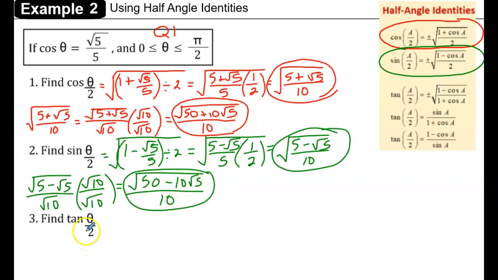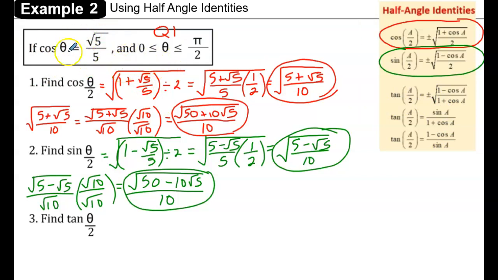And then to find the tangent of the half angle, we have 3 identities that we can choose from. We've got plus or minus the square root of the quantity 1 minus cosine of A divided by the quantity 1 plus cosine of A. We've got the sine of A divided by 1 plus the cosine of A. And then 1 minus cosine of A divided by sine of A. Now, we only know the cosine of the angle. We don't know the sine of the angle.